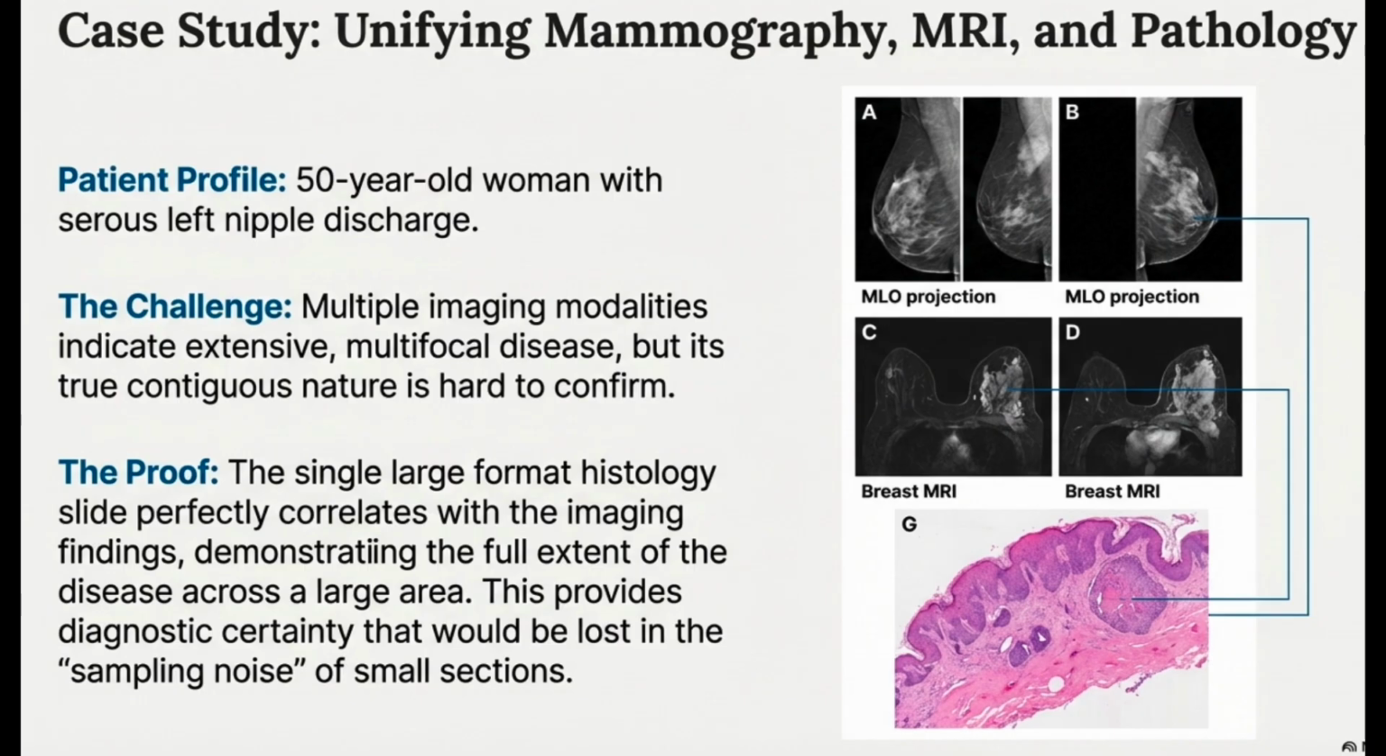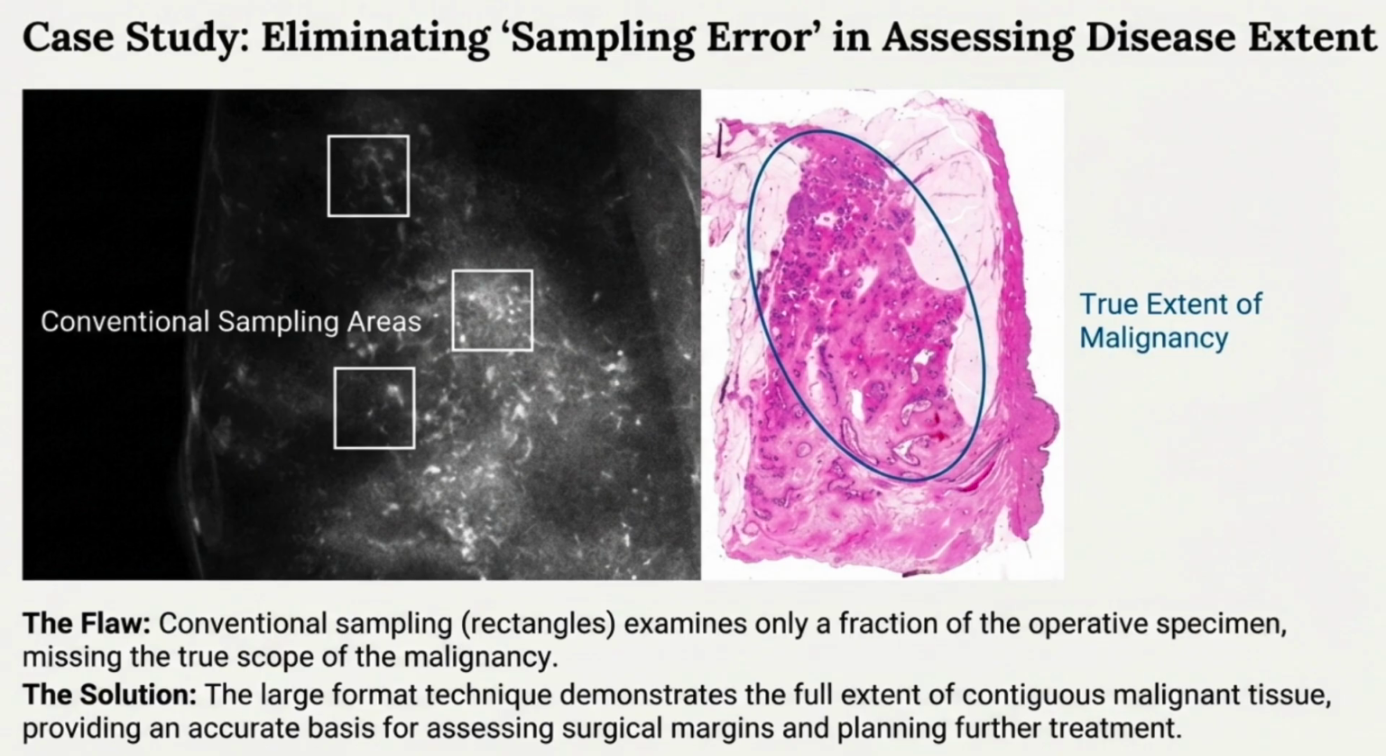Let's slow down on that term, circumferential margins. For you listening, what does that practically mean, and why is that so hard to do with the small section method? Circumferential just means all the way around. So we're talking about the top, the bottom, and all 4 sides of the piece of tissue that was removed. Okay. With small sections, you're taking little samples from different edges and just hoping they represent the whole margin. They often get disoriented. You can't see the relationship between them.